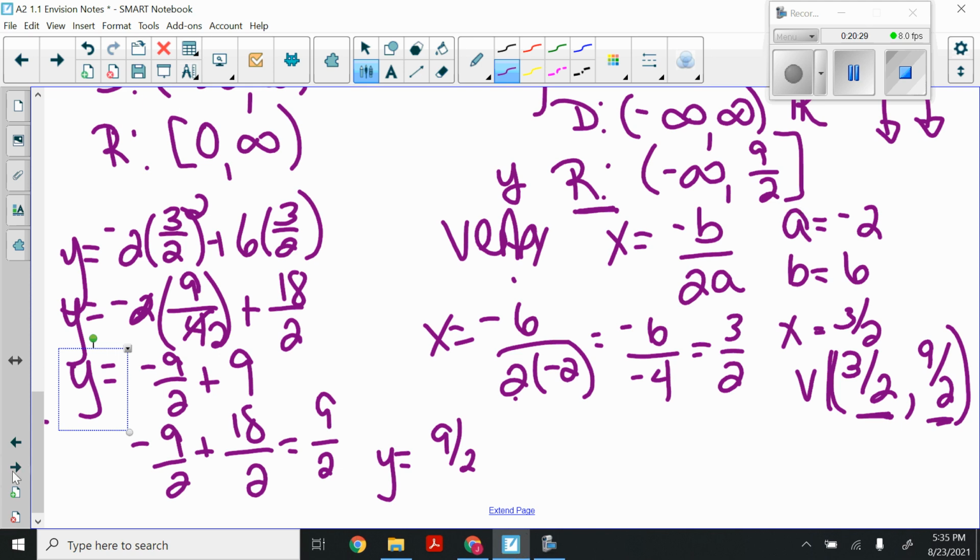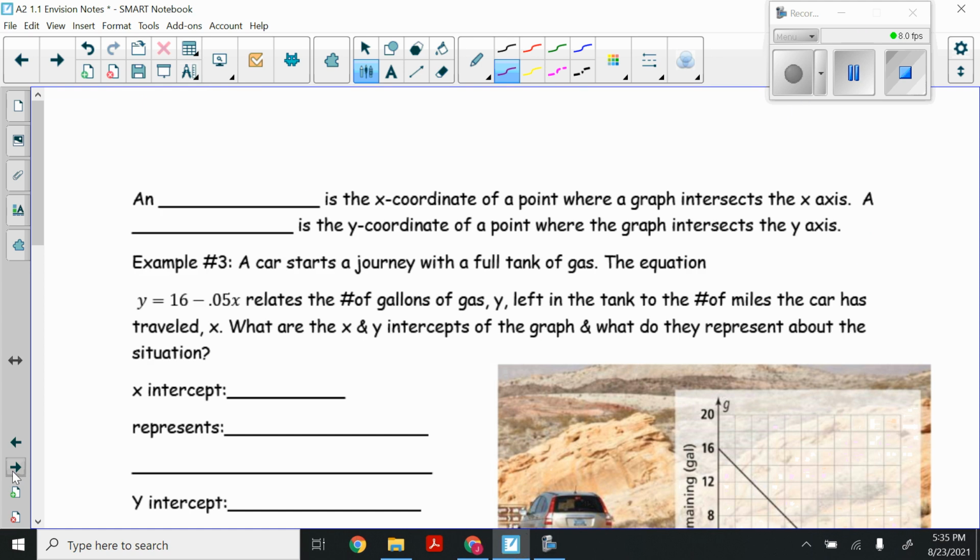All right, let's go to our next page. Again, we're going to talk about some vocabulary that hopefully is not new to us. So first we're going to talk about an x-intercept. An x-intercept is the x-coordinate of a point where a graph intersects the x-axis. A y-intercept is the y-coordinate of a point where the graph intersects the y-axis.